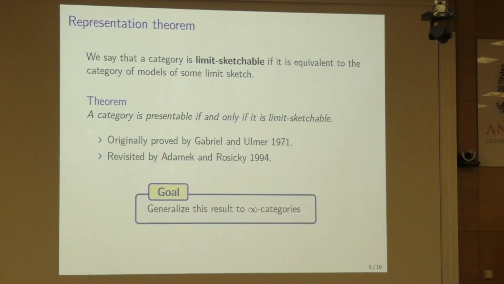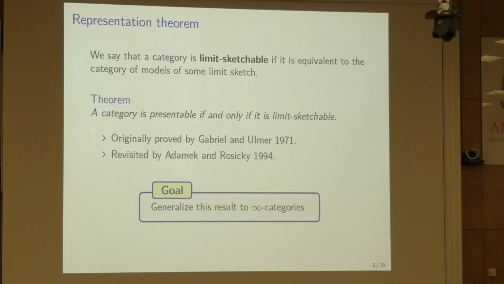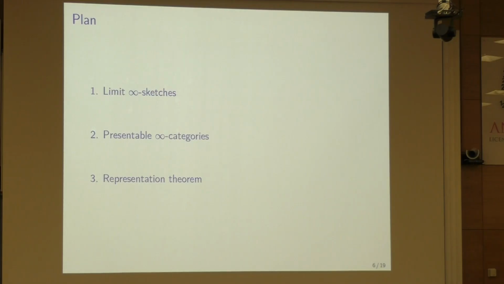And here we reach my goal: to generalize this result to infinity categories. There has been work with model categories, and other works in other directions in this field, but I wanted to try this. So, here is the plan for the rest of the talk. First, I will generalize limit sketches to limit infinity sketches. Then I will make some small comments about presentable infinity categories. They are much better known than limit infinity sketches, but I think there are some comments to be made here. And lastly, I will comment on some observations and whether I can get this representation theorem.